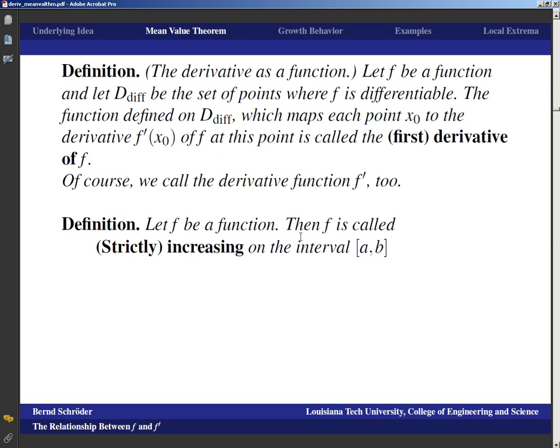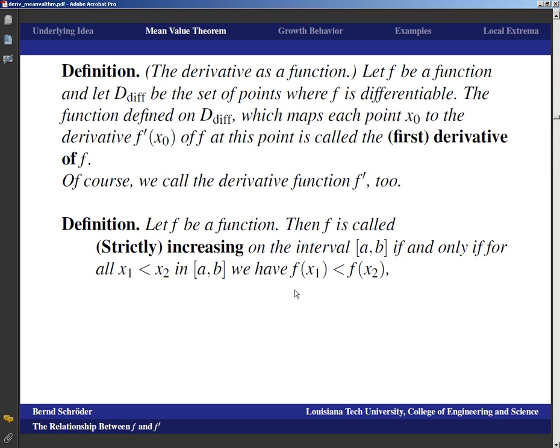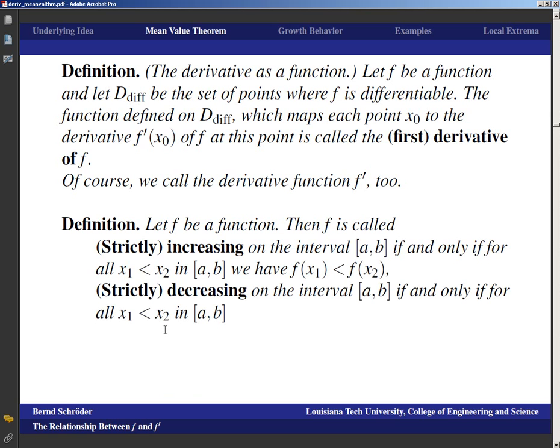Then if we have a function, we can also talk about whether the function is strictly increasing or decreasing. A function is strictly increasing in the interval if and only if for all x1 and x2 in the interval, where x1 is less than x2, we have that f of x1 is smaller than f of x2. Basically, as we go from left to right, our values are supposed to go up. That's the idea of increasing. The function is called strictly decreasing if and only if for all x1 smaller than x2 in the interval, we have that f of x1 is greater than f of x2.